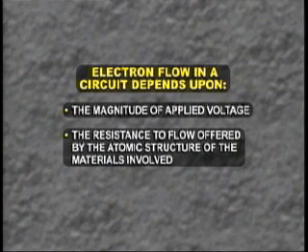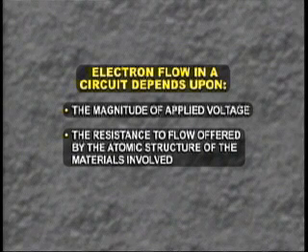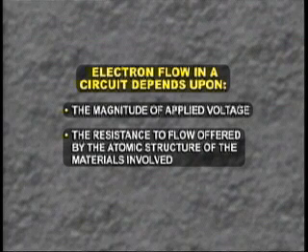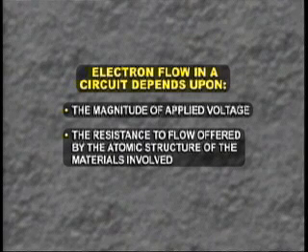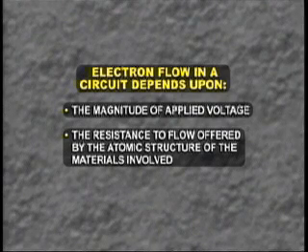For example, conductors allow the free movement of a large number of electrons, thus providing a relatively low resistance to the flow of electrons. Conversely, other materials, particularly insulating materials, have very few free electrons, and a much higher voltage is required to overcome this resistance to forcing electrons out of orbit.